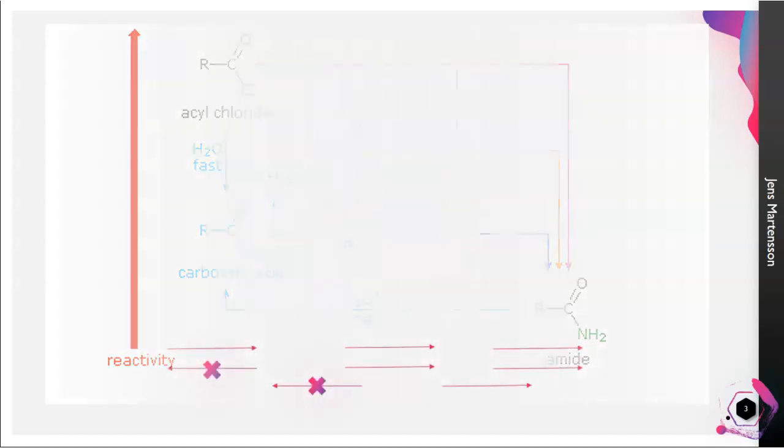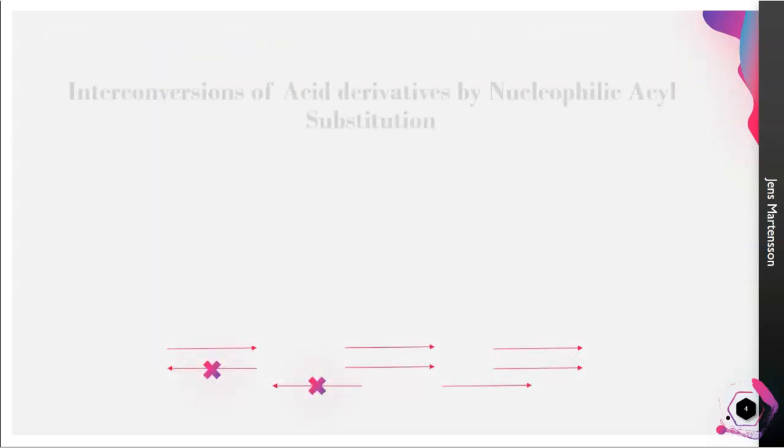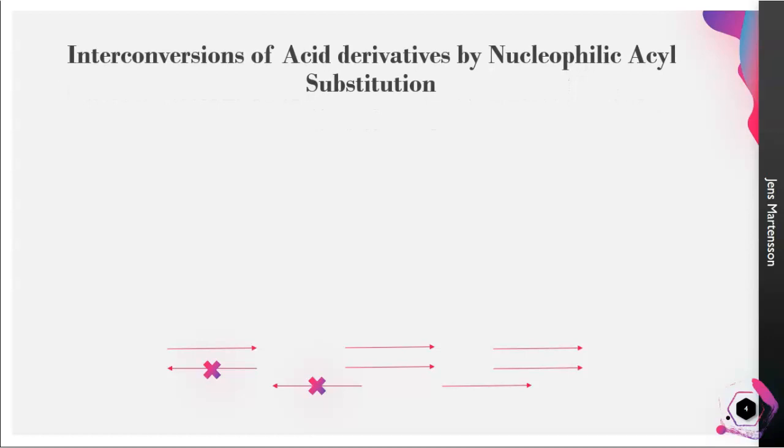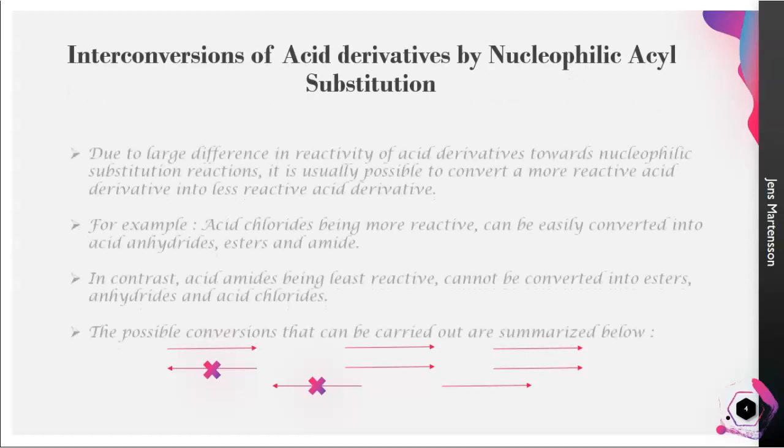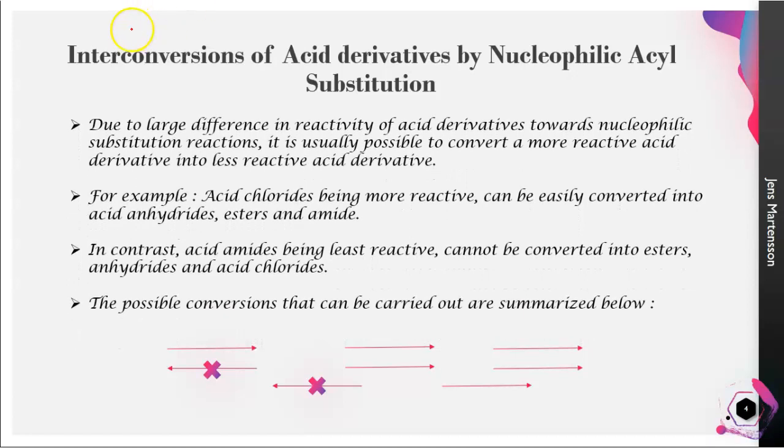The very first topic that we are going to see in this particular series is the interconversion of acid derivatives by nucleophilic acyl substitution. Due to the large difference in the reactivity of all of your acid derivatives toward nucleophilic acyl substitution, it is quite possible to convert a more reactive derivative into a least reactive derivative.